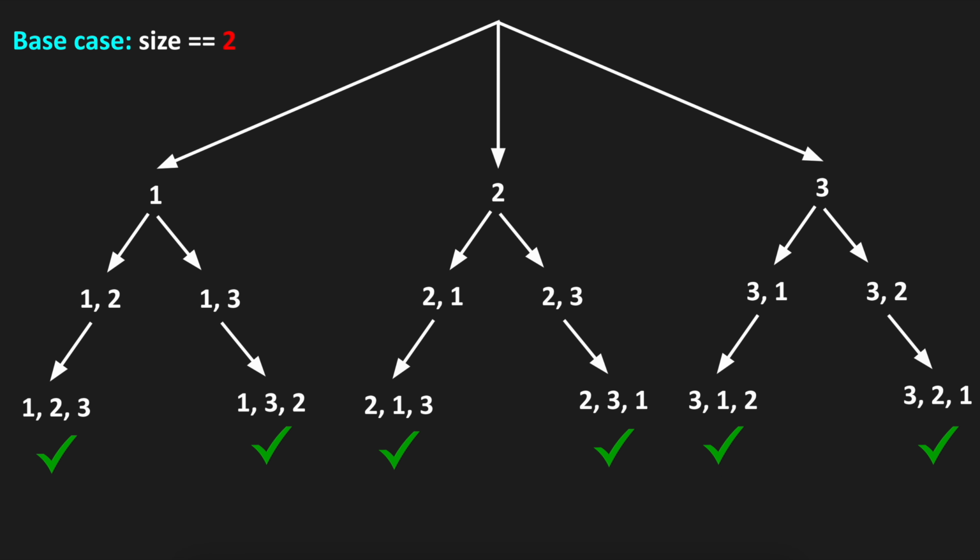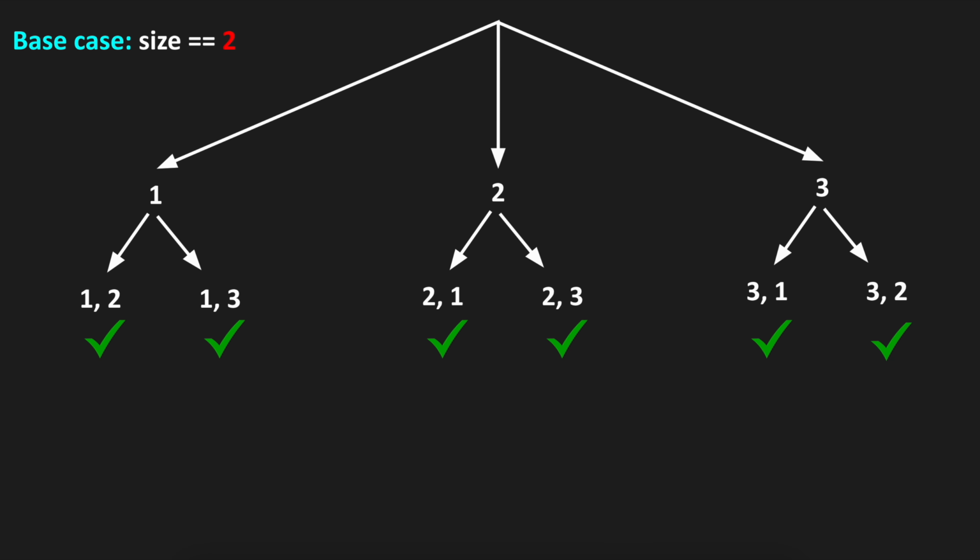So let's change our base case. Let's say that our base case now is that we need to find all permutations when the size equals 2. If the size equals 2, in this case we start to backtrack when the size of our temp list equals 2.